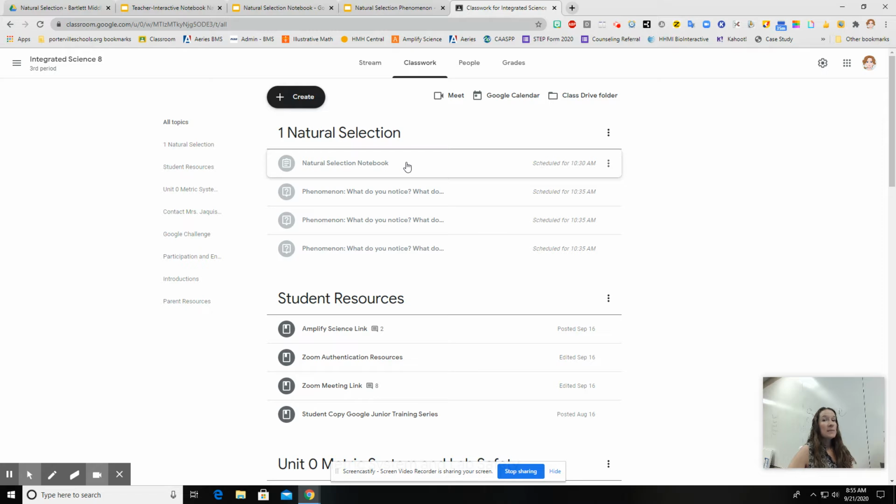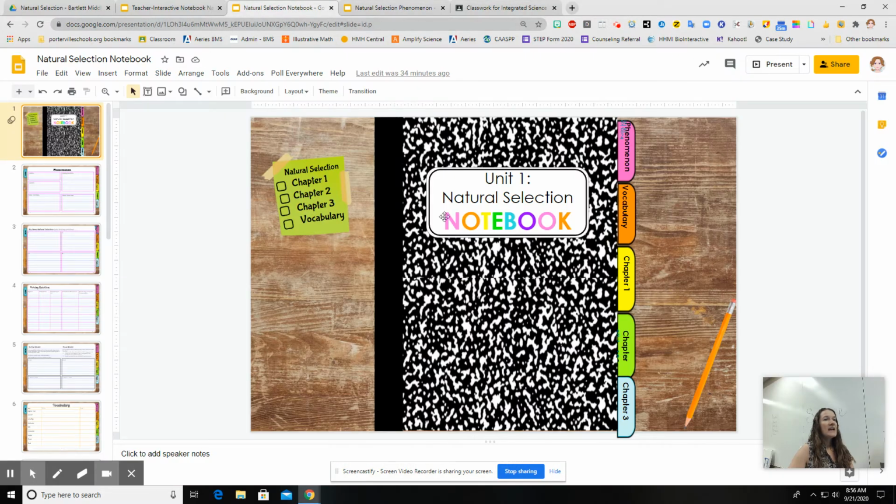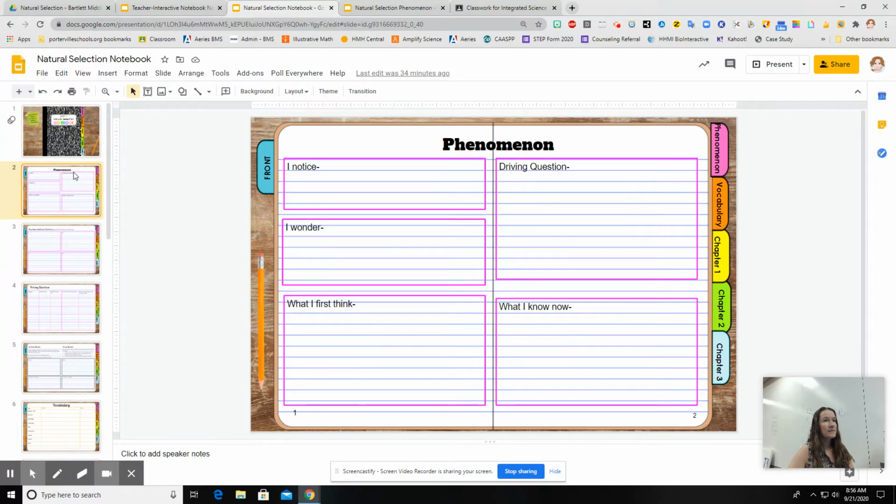Today we're going to be examining phenomenon to try to get our brains thinking about natural selection and the new unit that we are entering. I have given you 3 different phenomenon, and based on your pre-test score is what phenomenon you got assigned. So go ahead and open your new notebook, and it should look like this. It says Natural Selection Notebook, and your name will be somewhere at the top. You're going to go to slide number 2, as the directions say, and this is your phenomenon slide.